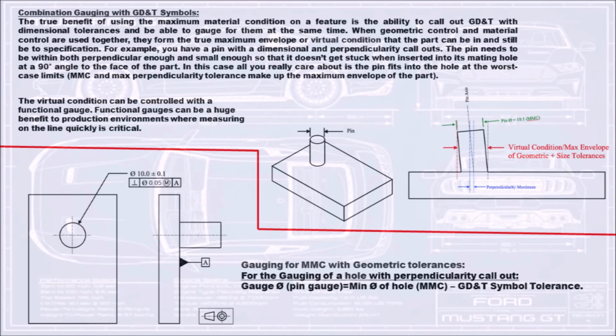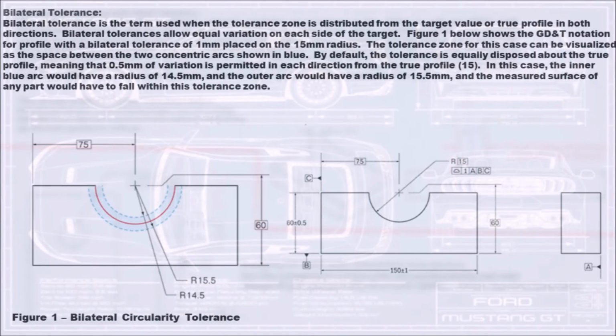Gauging for MMC with geometric tolerances. For the gauging of a hole with perpendicularity callout: gauge diameter, pin gauge, equals minimum diameter of hole, MMC, minus GD&T symbol tolerance, bilateral tolerance.